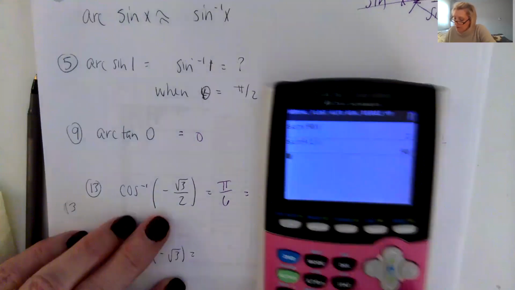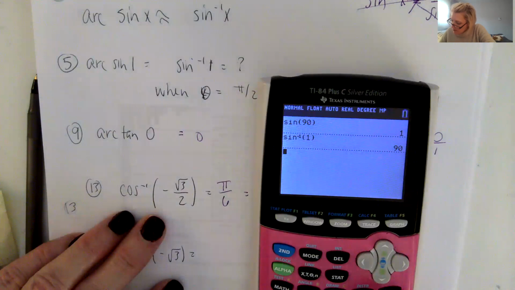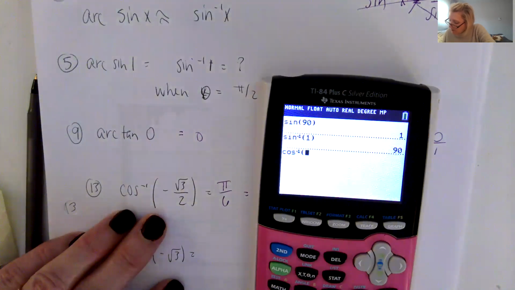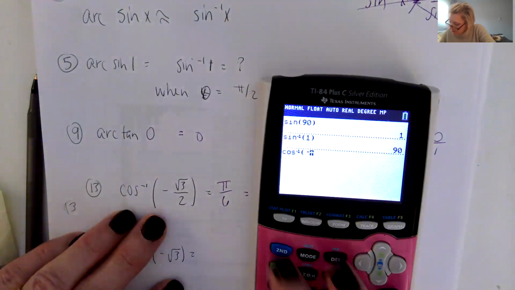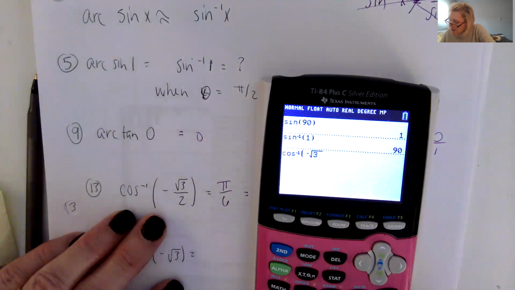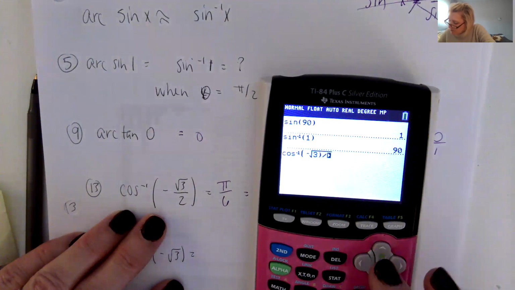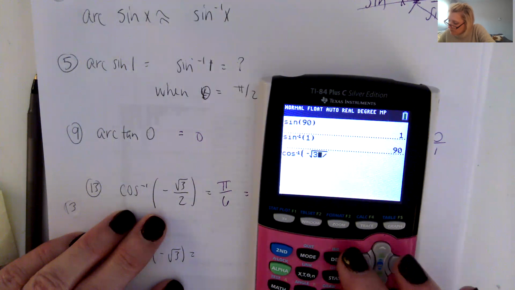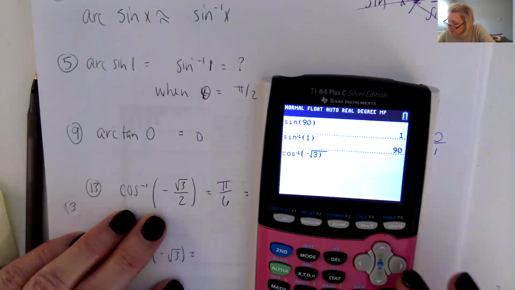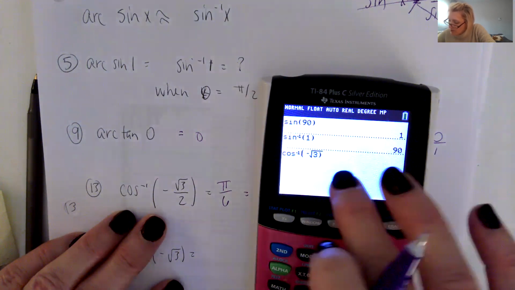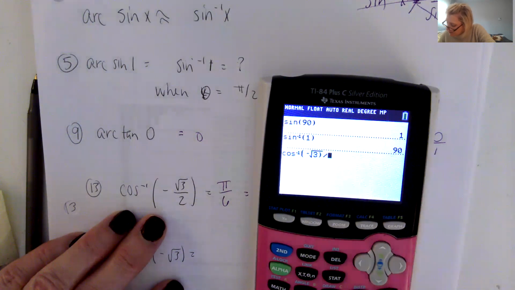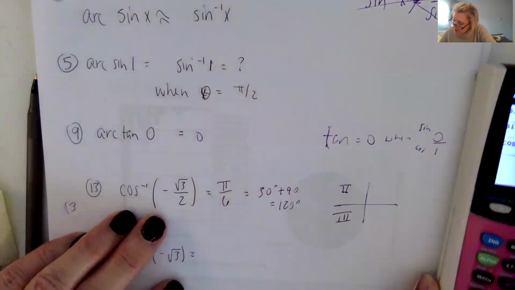So let's just verify that. We're going to do the inverse cosine of a negative square root of 3 over 2. Make sure you're not underneath the square root anymore, divided by 2. And it's going to be at the 150.